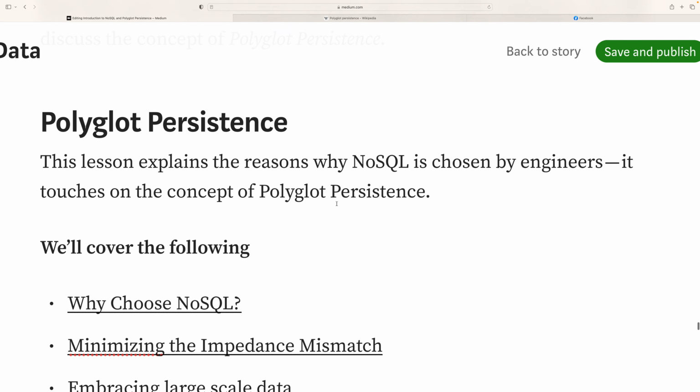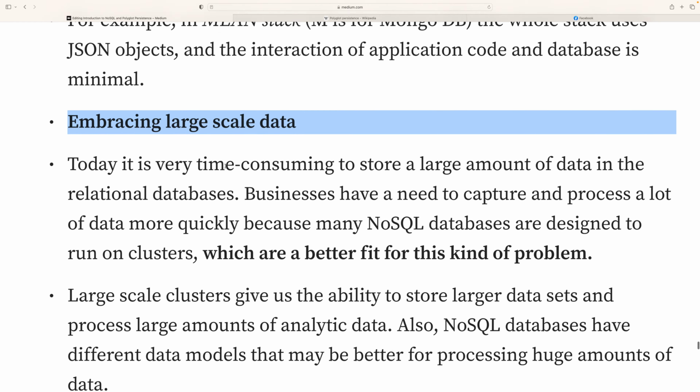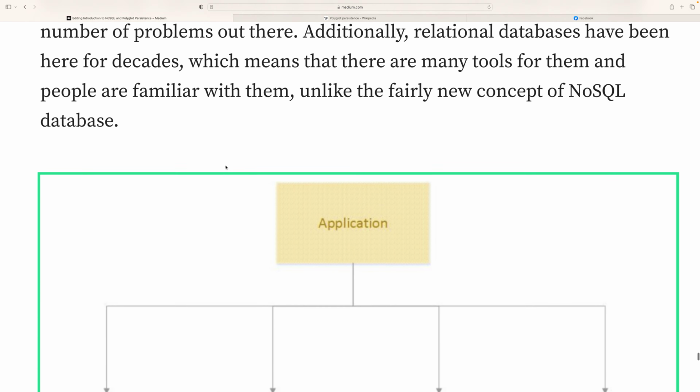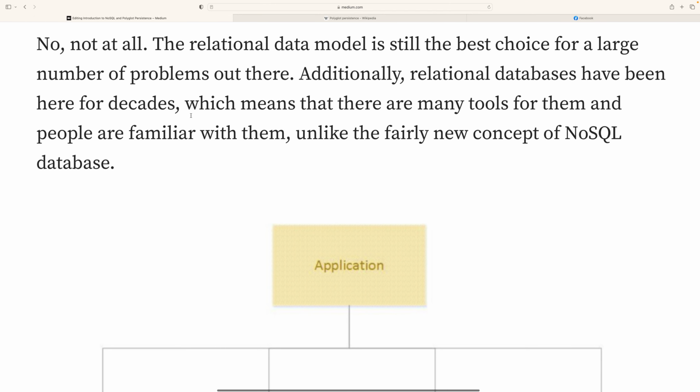So polyglot means, basically, that the relational data model is still the best choice for a large number of problems. Additionally, relational databases have been here for decades, which means there are many tools, and many people are familiar with them, unlike the concept of NoSQL databases. So this is polyglot. Relational databases are no longer the only option for storage.